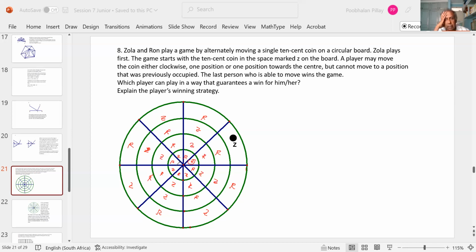Now, as we see, when Ron moves towards the center, now it's Zola's turn, and Zola will win the game because Ron was the first person to move towards the center. Okay, so that's the strategy. This is a game, and you have to figure out what happens at the end, and then work backwards to realize what needs to be done. So that's an example of a game.